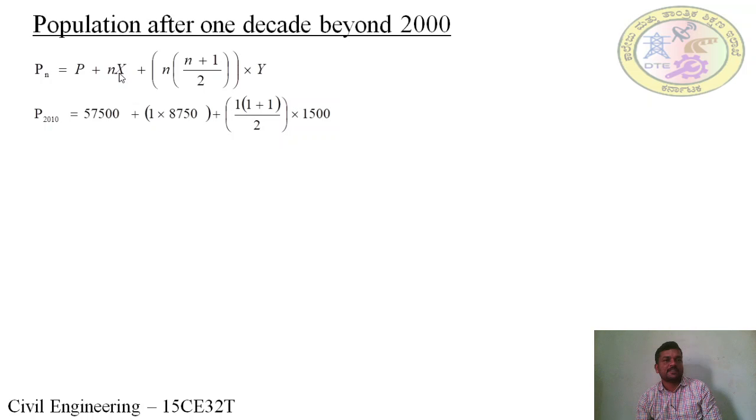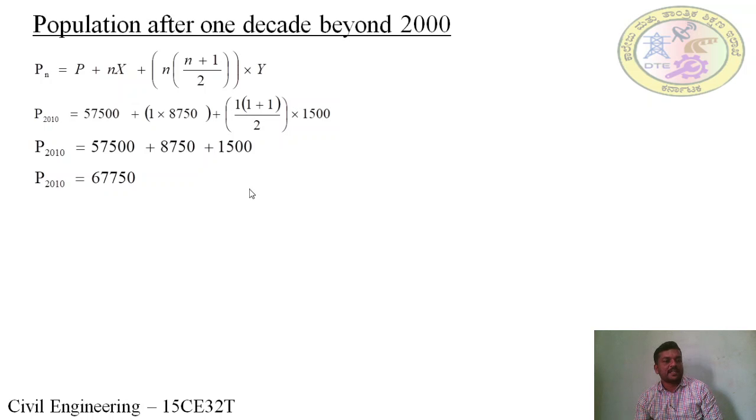The x is the average increase in population, it is 8,750. Y is the average incremental increase, which is equal to 1,500. So after substituting the values, the population for the year 2010 is 67,750.